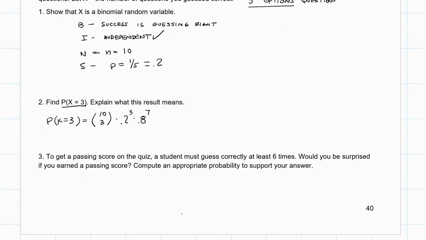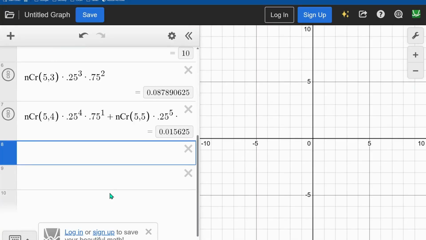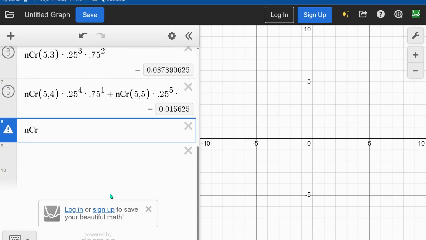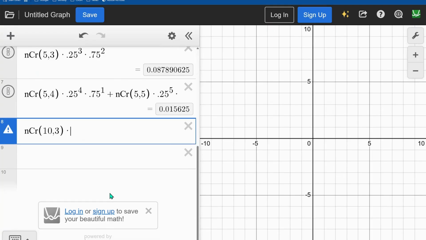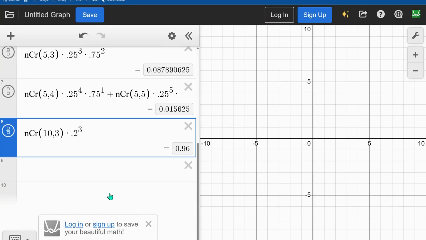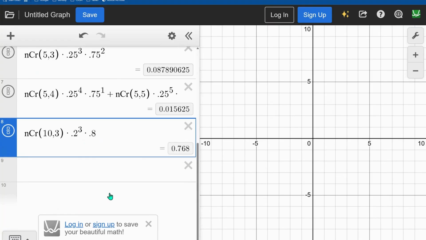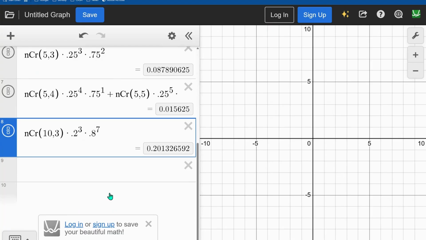Again, let's switch over to the computer, to Desmos. nCr, 10 choose 3. Then we'll multiply this by 0.2 to the third, and we'll multiply this by 0.8 to the seventh. About a 20% chance, 0.2013.